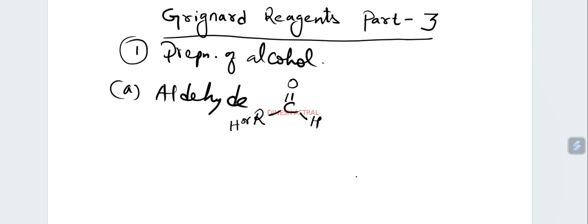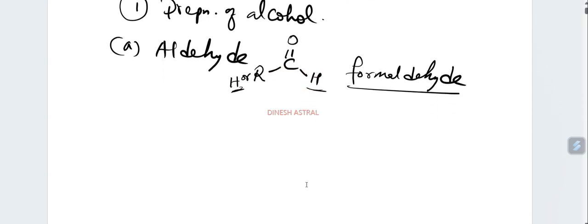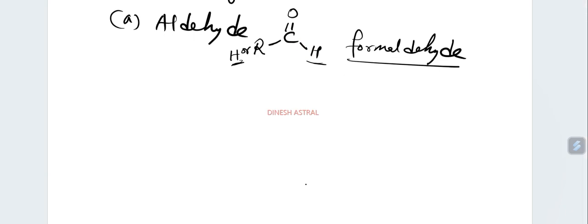If both sides are hydrogen, then it is called formaldehyde. If both sides of this carbonyl group are hydrogen, we call it formaldehyde. So let us see now the reaction of aldehyde with Grignard reagent. Let us check with formaldehyde first.